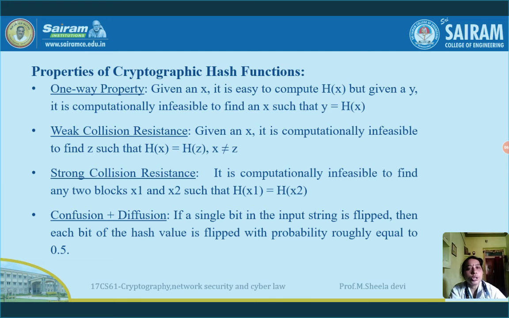Next comes the confusion and diffusion property. If a single bit in the input string is flipped, then each bit of the hash value is flipped with a probability roughly equal to 0.5. That is, each bit in the hash value can be flipped with a probability of 50%.